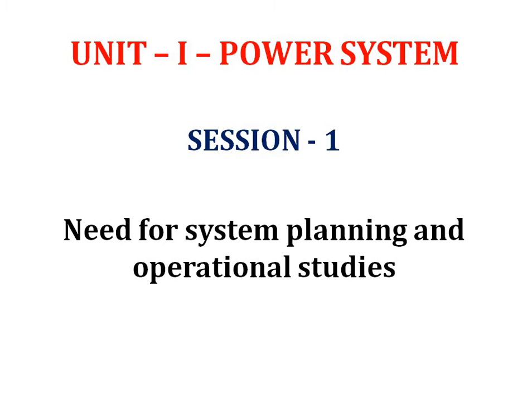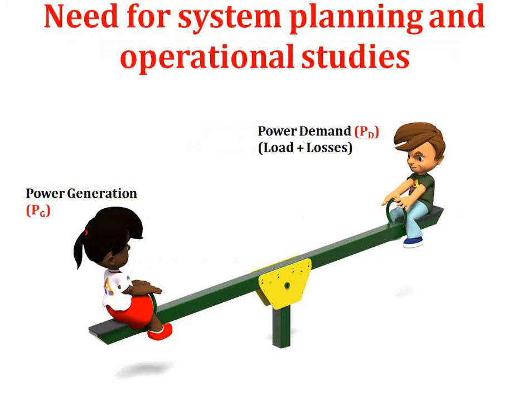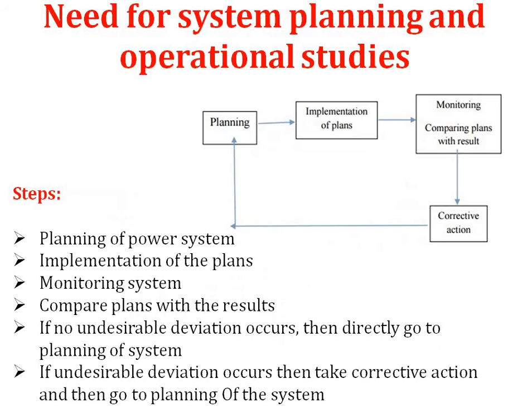Need for system planning and operational studies. First, we have n number of demands on the power side, but we have to produce the minimum amount of power generation. In the current scenario, the power generation level will be reduced, but the power demand will also increase. So the power generation is less, and the power demand will be increased. So power demand is load plus losses.